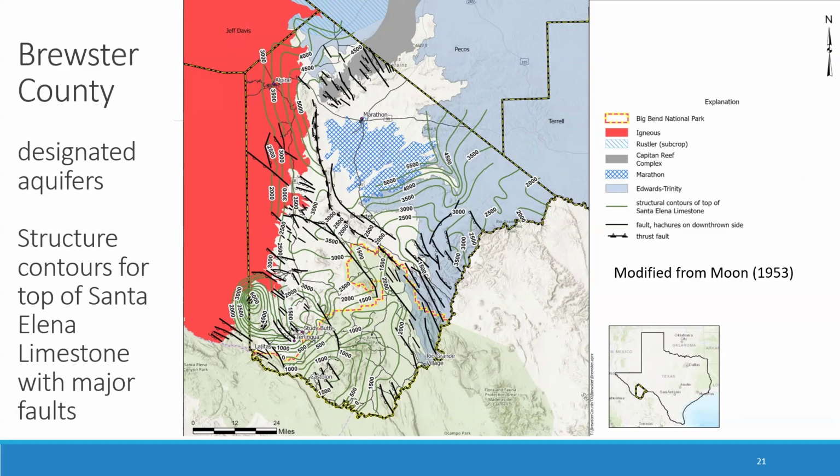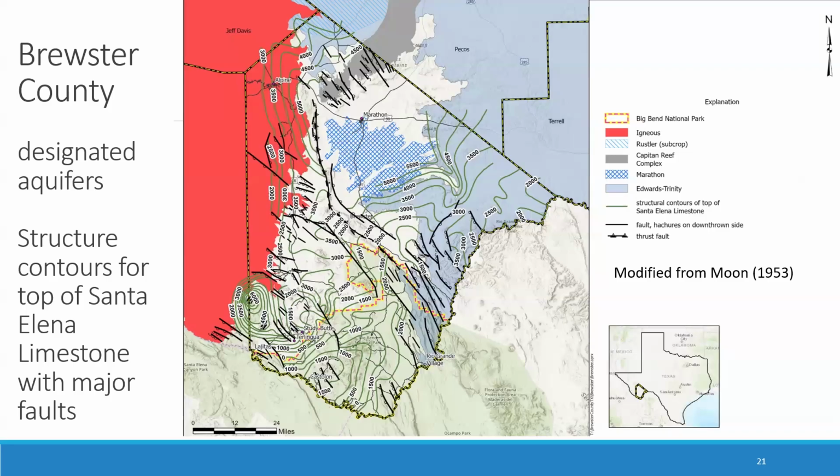Okay, so here's a map. This is Brewster County. And we've got a lot of stuff going on here. Igneous aquifer in red. You have the Capitan. And then over here is the Edwards Trinity Plateau, Marathon aquifer. And then down here, you look at most of the southern part of Brewster County has no designated aquifer.